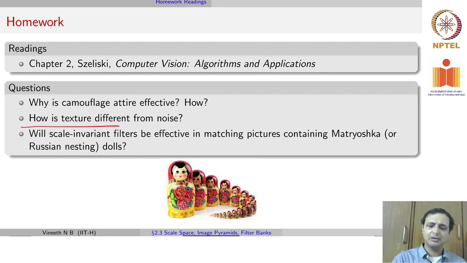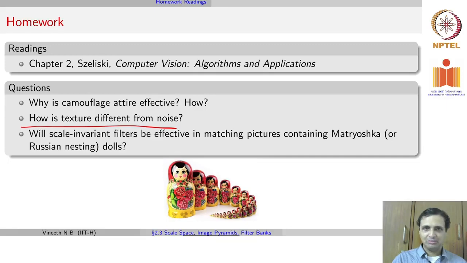Another question to ask here is, how is texture different from, say, a salt and pepper noise? A salt and pepper noise could also look like a texture. So how is a texture different from a salt and pepper noise? Something for you to think about and read to understand.